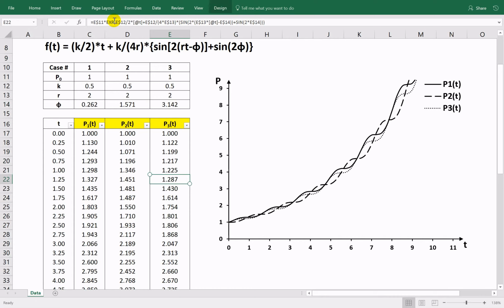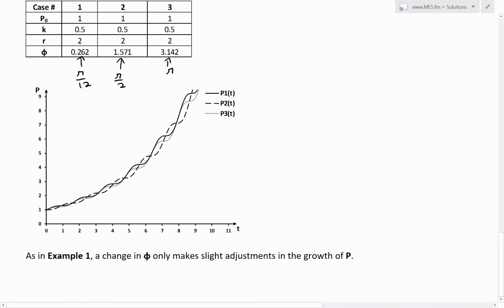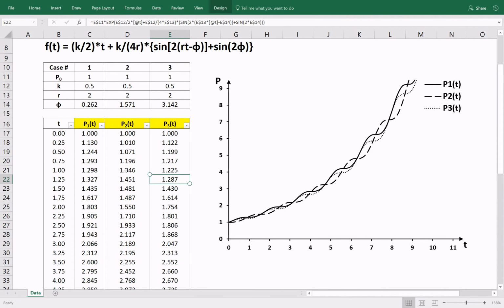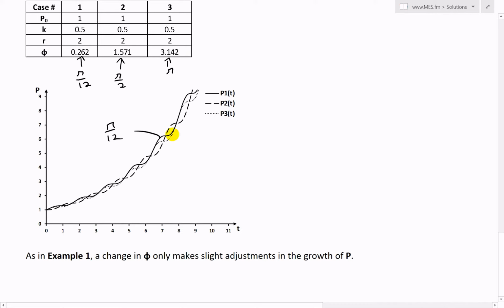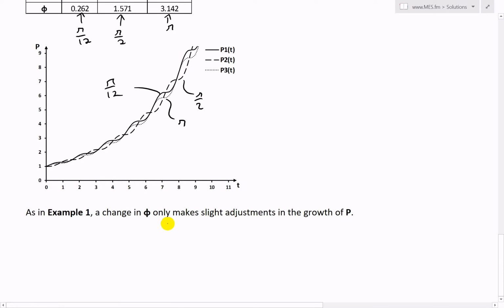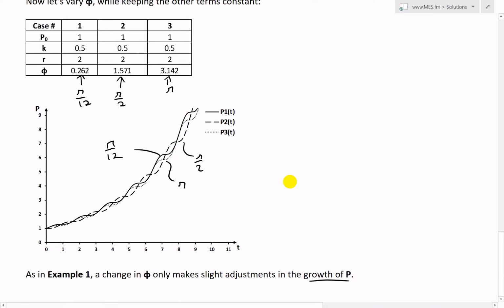So we get something that looks like this, and then if I copy and paste this here, there is our pi over 12. So let's see if this is the right one. Yeah, 0.262. Everything is the same, so pi over 12, and then the second one is pi over 2, the dashed line is pi. So as you can see, when you increase it, everything just gets shifted a tiny bit, and as in example 1, a change in phi only makes slight adjustments in the growth of P. It's changing, but not too much.